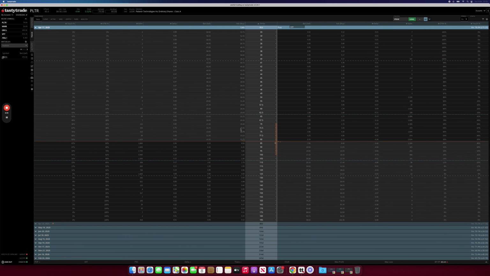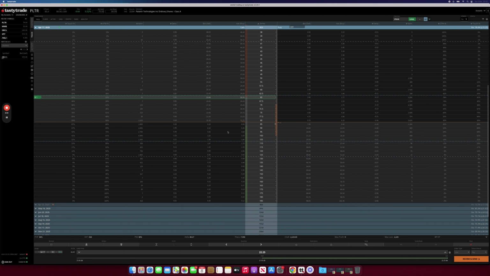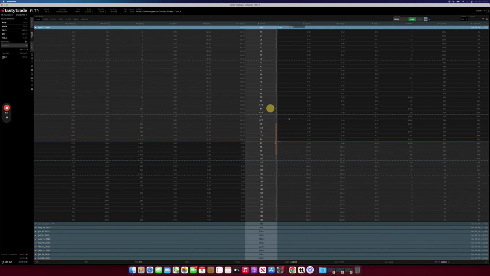Okay. Mainly for the simple fact that if you look in the bottom left here, we see our POP, which is probability of profit, is very low. It's around 30, 35. Well, right now it's 36%. So it's very, very low. We want high probability trades.